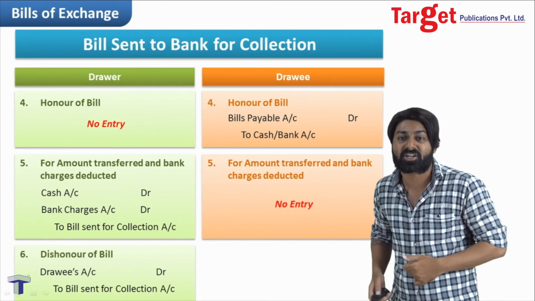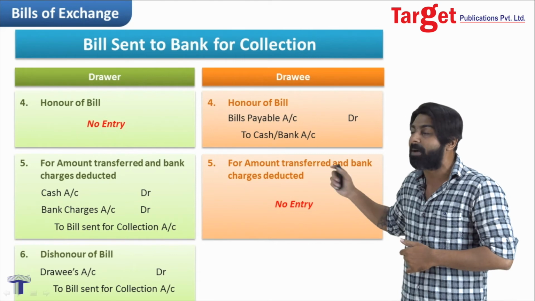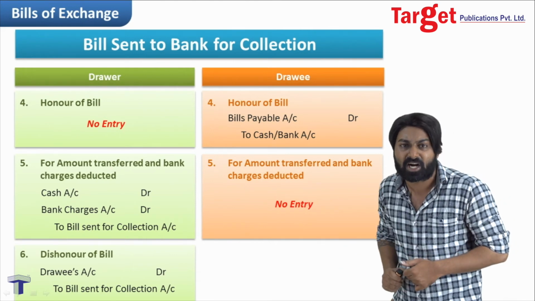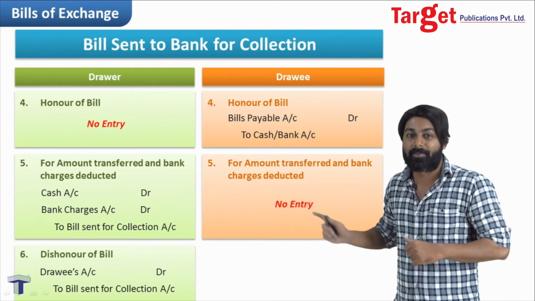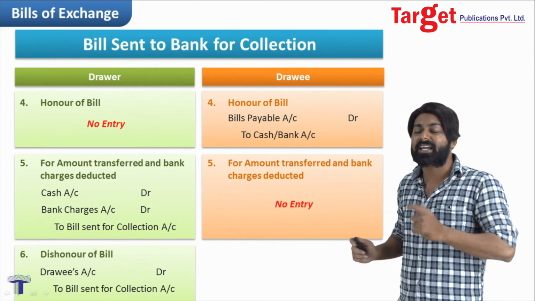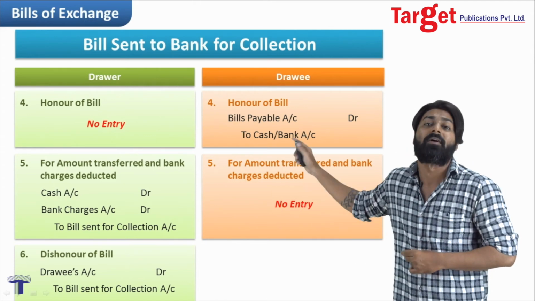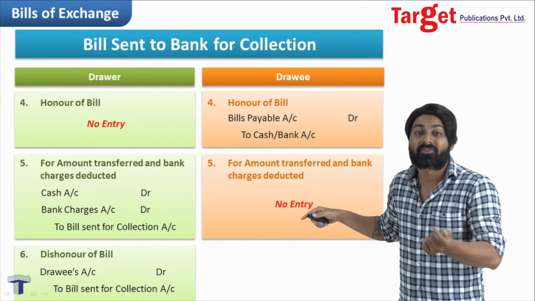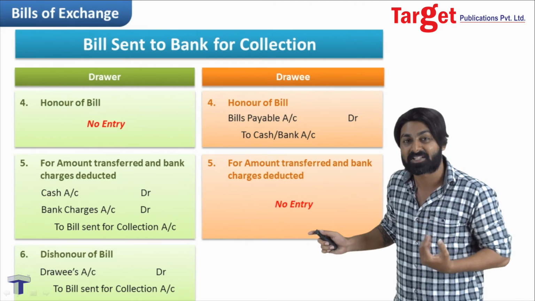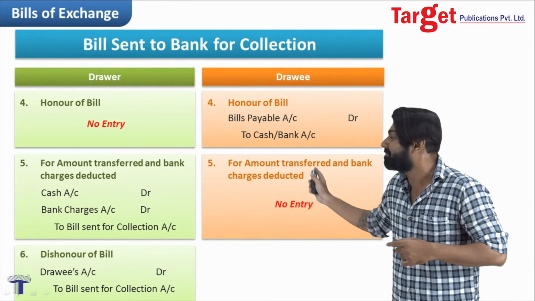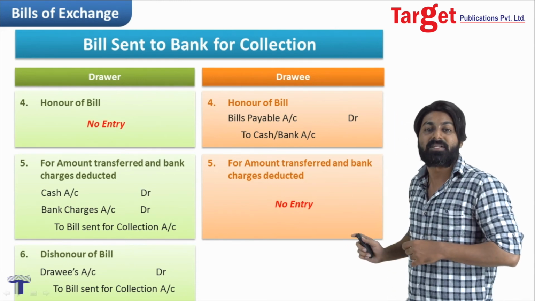So here the entry for dishonor becomes drawee's account debit to bank for collection or bill sent for collection account. So drawee's account debit to bill sent for collection account. So this is the entry for dishonor. Why drawee's account debit? Because debit the receiver. Drawee is receiving bill, and credit bill sent for collection. Why? Because bank is the giver of that bill. So entry becomes drawee's account debit to bill sent for collection account.